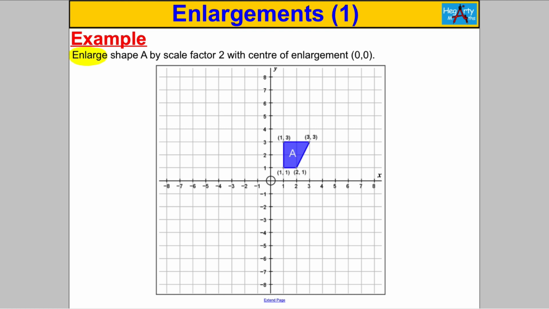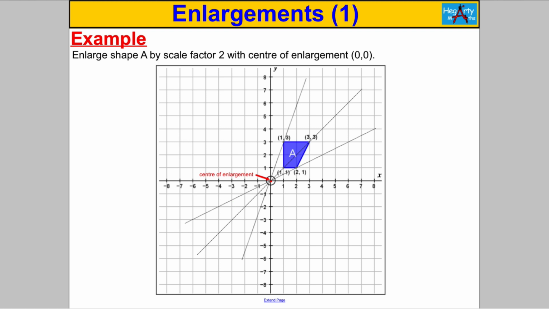So we're again enlarging the shape by scale factor 2 this time, again center of enlargement 0, 0. As before, step 1, mark your center of enlargement. Step 2, draw ray lines from the center of enlargement through each of the vertices very accurately with a ruler as follows.